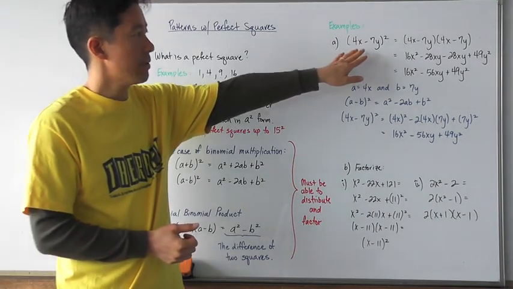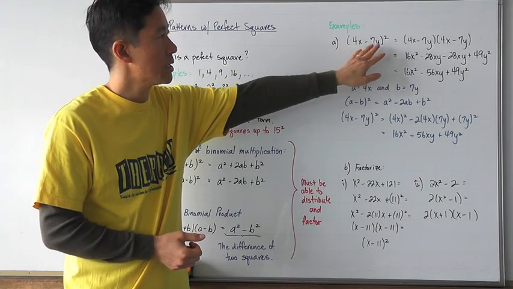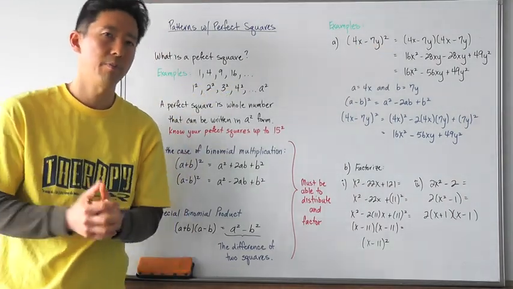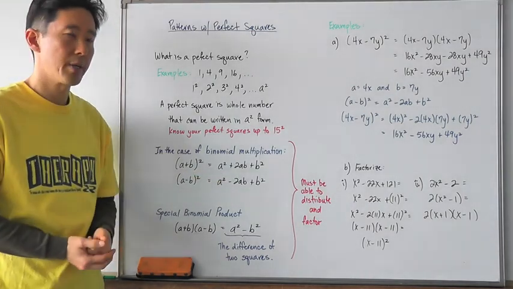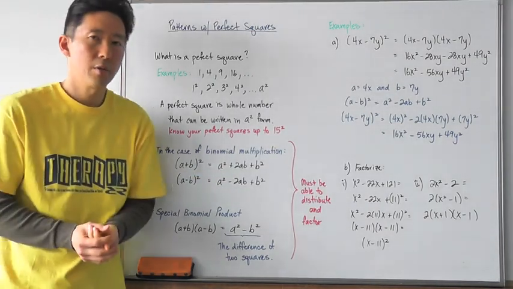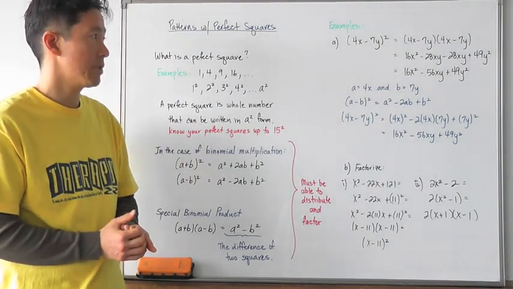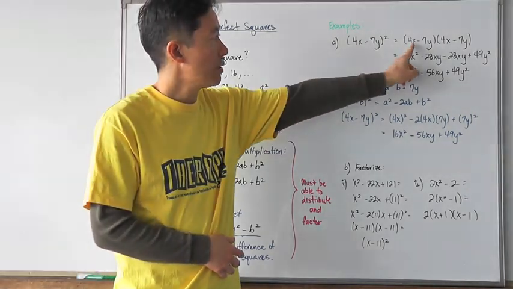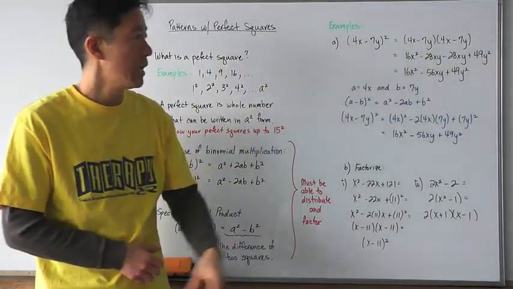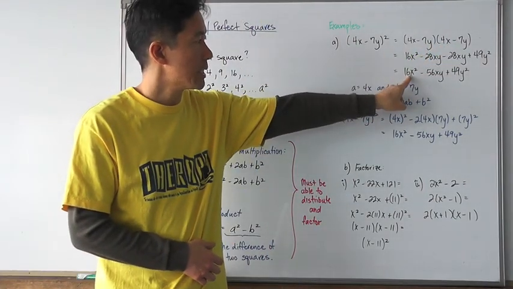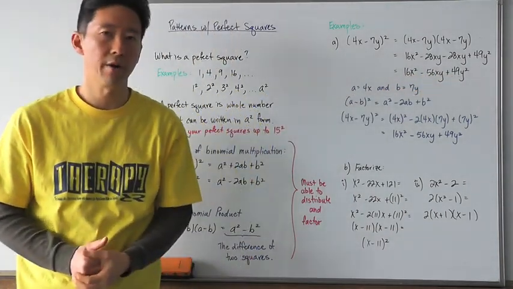With this particular example, I have the quantity 4x minus 7y squared. Say, for example, if you forget these particular expansion formulas, you can always rely on FOIL, because that's basically what you're doing. We have the quantity 4x minus 7y times the quantity 4x minus 7y, and if we FOIL, we come up with 16x squared minus 56xy plus 49y squared.